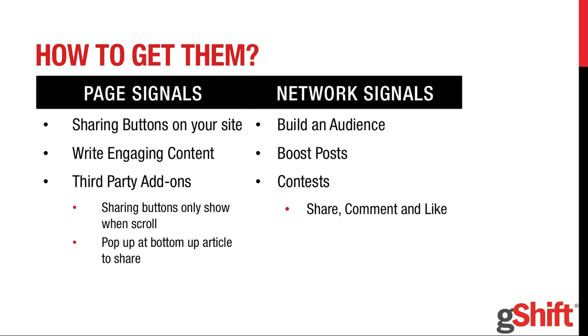So how do you get them? Some ways to get page signals include adding sharing buttons on your website to make it very easy for people to add page signals. Write engaging content. The key to getting page signals is to have content that's engaging, that allows people to say, ooh, that's very interesting, that's really good information, I want to share it with my friends and family or coworkers or peers. That's the key right there.